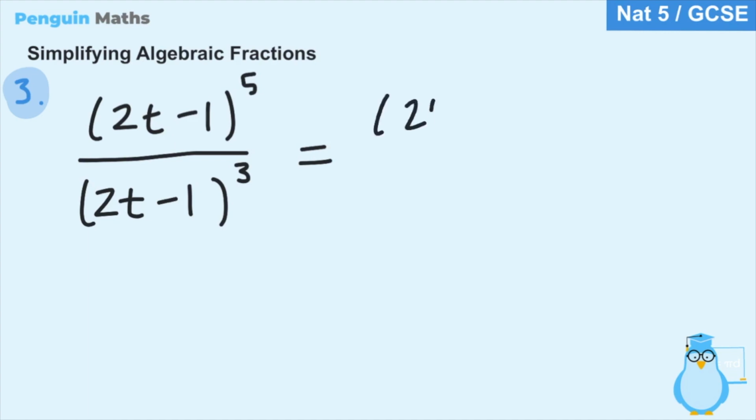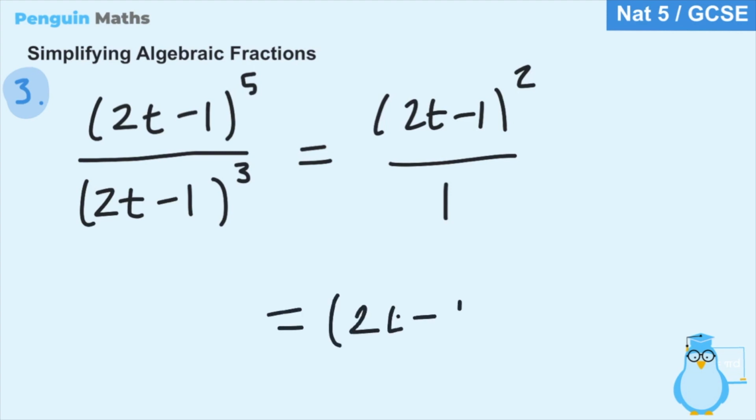We would have 2t minus 1, and that would be to the power of 2, because that's all that's left after the other 3 have cancelled out with the bottom 3. And then on the bottom, it would just simply be left with a 1, as the 2t minus 1 all cubed has disappeared. And if we divide anything by 1, we're just left with what was on the top. So that means this in its simplest form would be 2t minus 1 all squared.